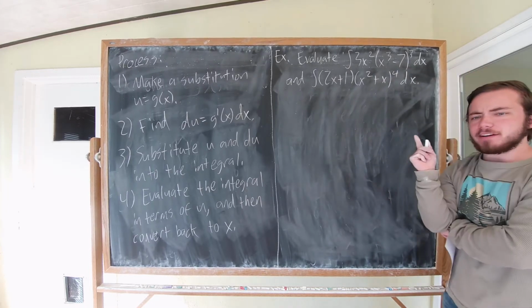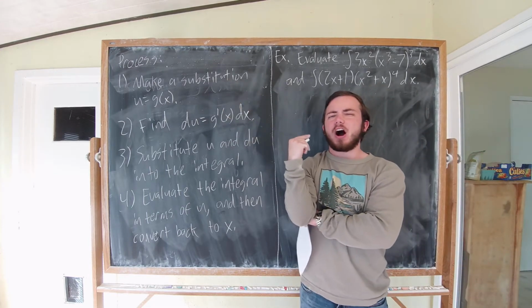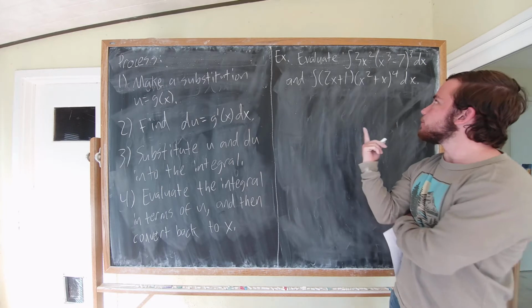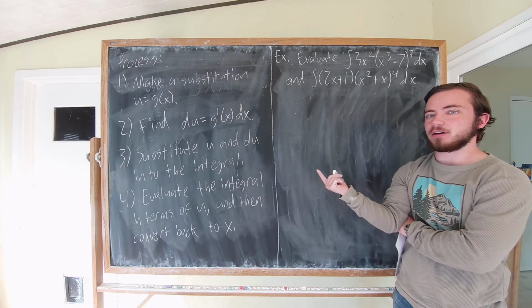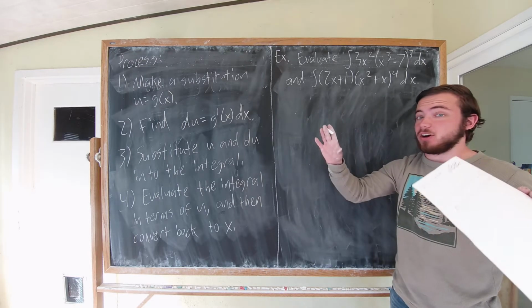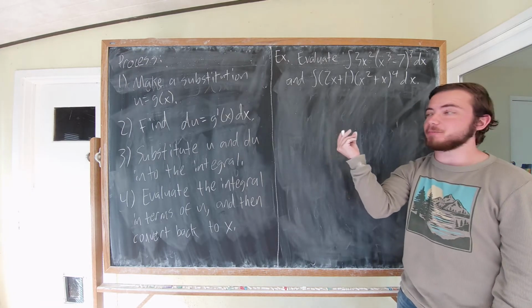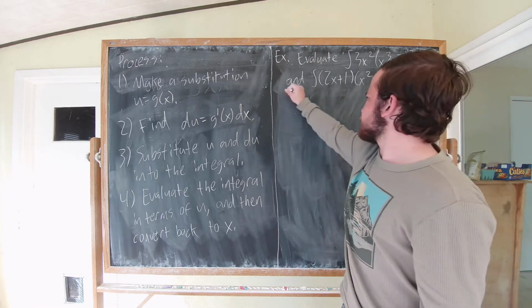Now, when you're trying to look for this substitution u is equal to g of x, oftentimes the most helpful thing you can do is say, okay, what's the most complicated part of the integral? I'm going to make that my u, because that puts it all in terms of u, a very simple piece, and then hopefully everything shakes out from there. So let's do this first one.